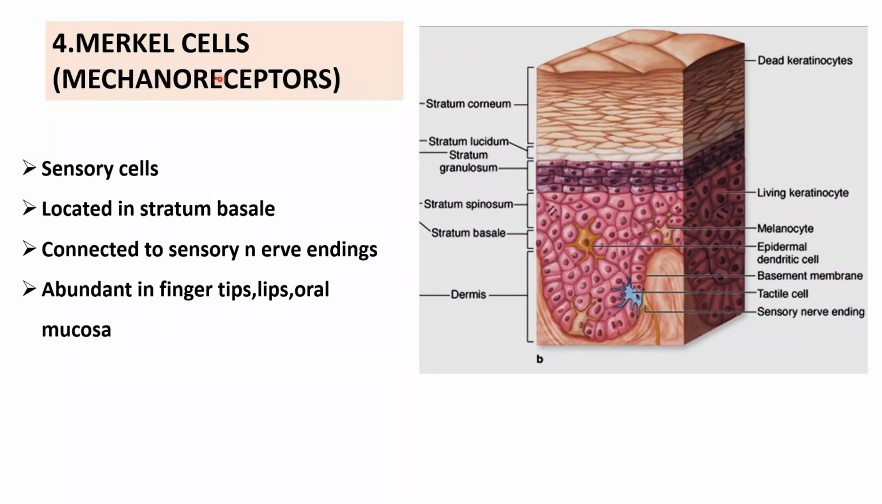So next is Merkel cells. These are nothing but sensory receptor cells, and these are also seen in the basal layer region, connected to the sensory nerve endings. So these are usually located at the stratum basale, and these sensory nerve endings carry the sensations received by these Merkel cells. And remember, the number of Merkel cells differs at different body parts, especially in the fingertips, lips, and also the oral mucous membrane. These are the areas where more Merkel cells are seen, and these are the areas which are much more sensitive when compared to the rest of the body parts.